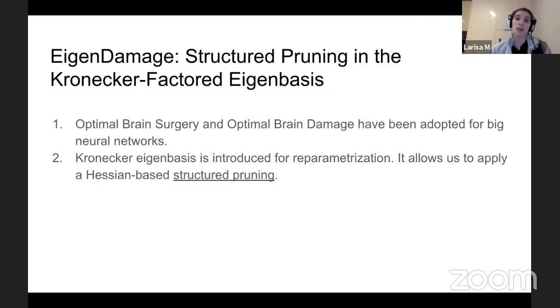They also introduced a very nice idea of Kronecker eigenbasis for reparameterization of our pruned neural network. And the most interesting thing is that this basis allows us to use structured pruning. So I'm not going to dive into details a lot, but just remember, there is a way to prune your models structurally using math. That's a pretty interesting point, in my opinion.